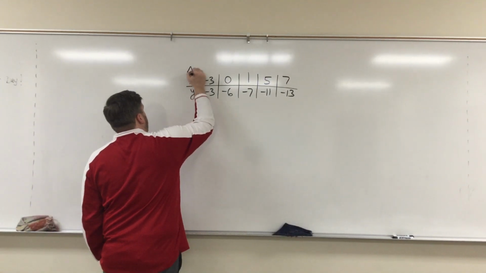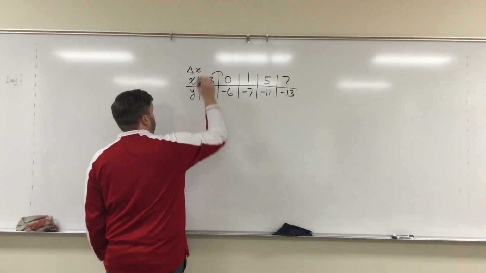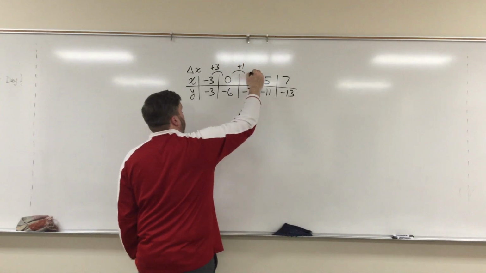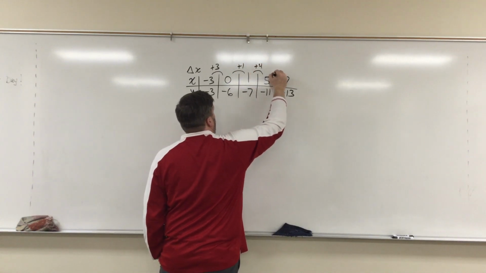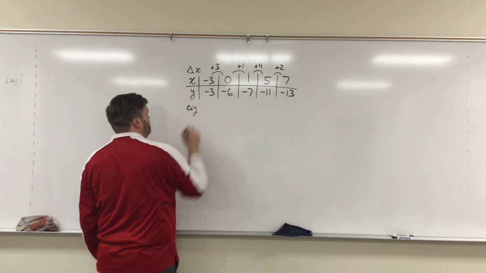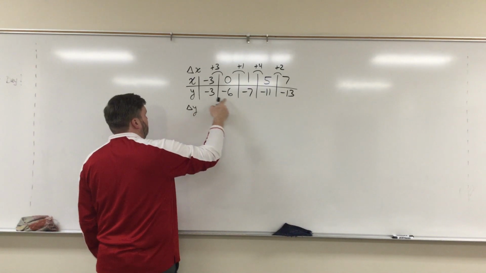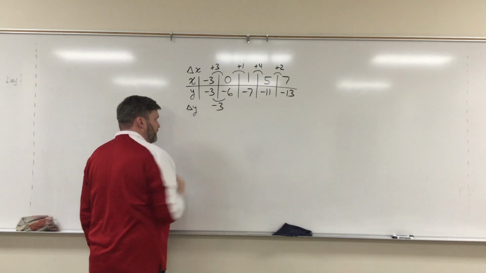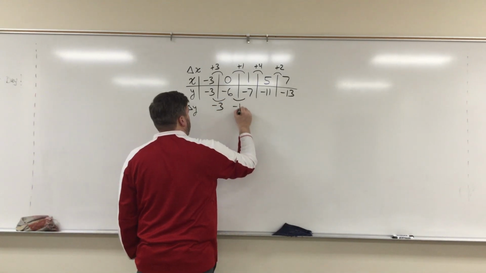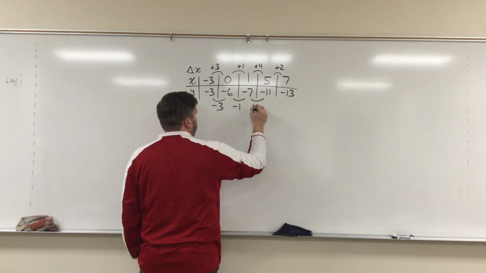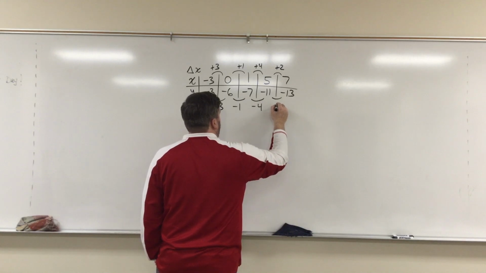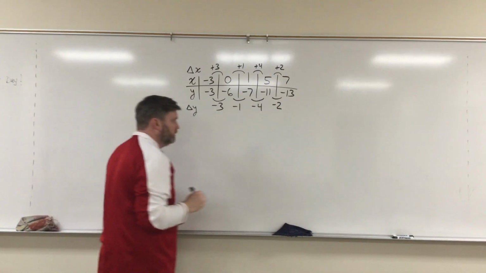Let's find the change in x. -3 to 0 is +3, 0 to 1 is +1, 1 to 5 is +4, and 5 to 7 is +2. Let's find the change in y. -3 to -6 is 3 smaller, so that's -3. -6 to -7 is -1. -7 to -11 is -4. And -11 to -13 is -2.